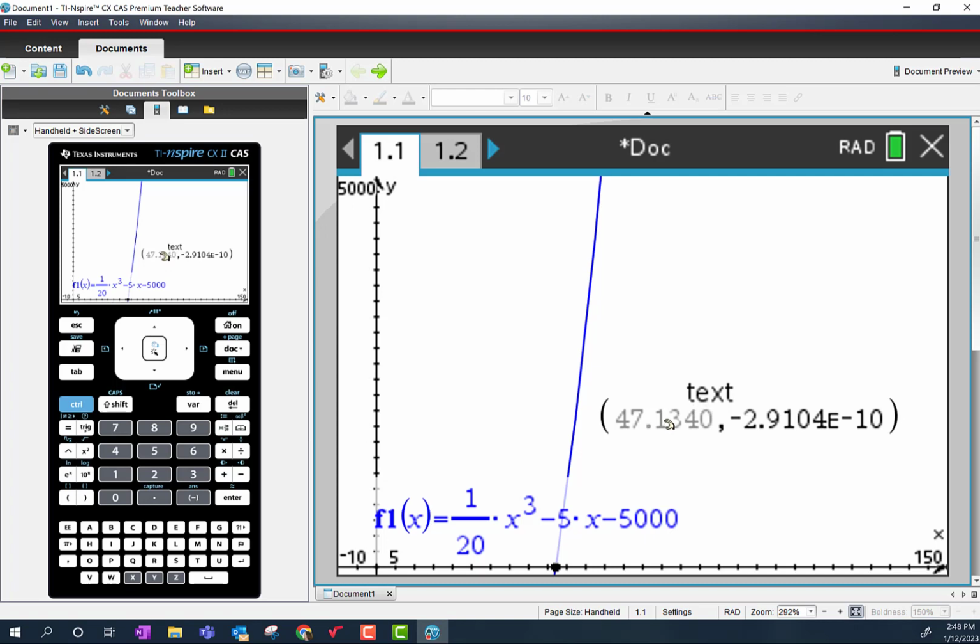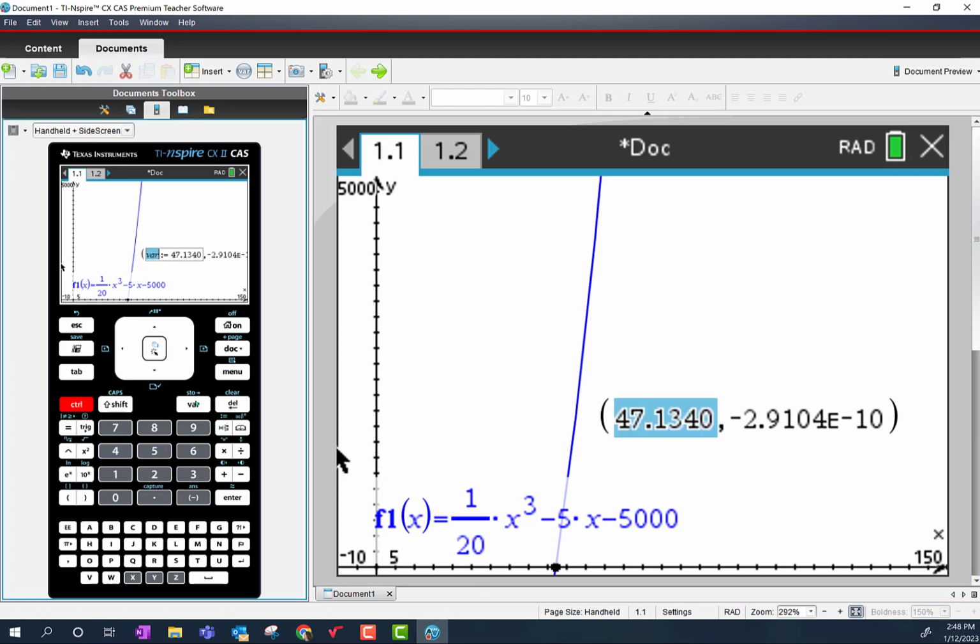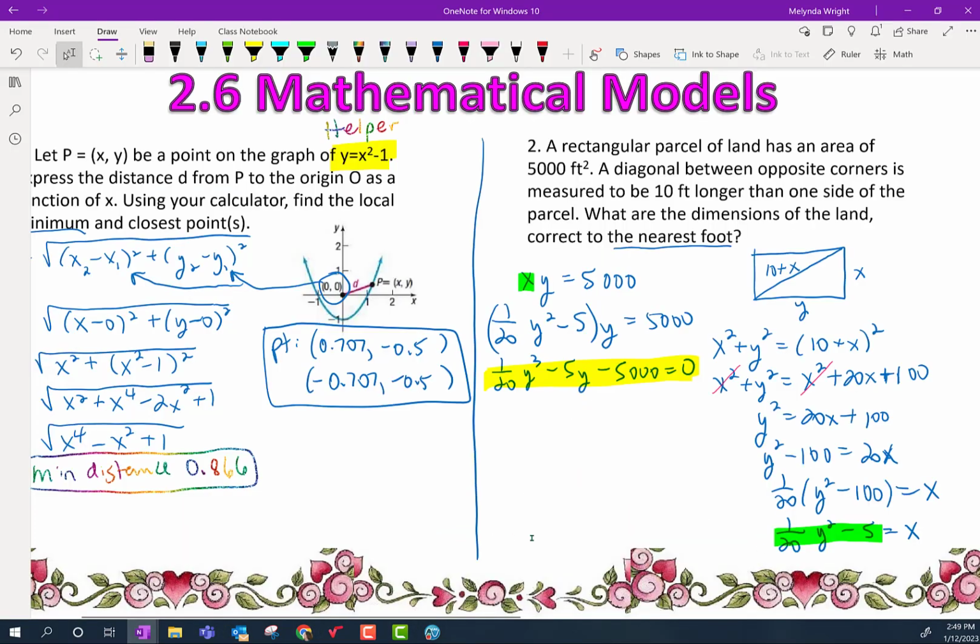I'm actually going to store it because I know I'm going to need to use it again. So control var, I'm storing it. I'll store it as B. It kind of freaks out when I try to store it as A, so we'll just store it as B. Okay. Is everybody okay? All right, so let's go back here. So I know my y. My y is 47.134.